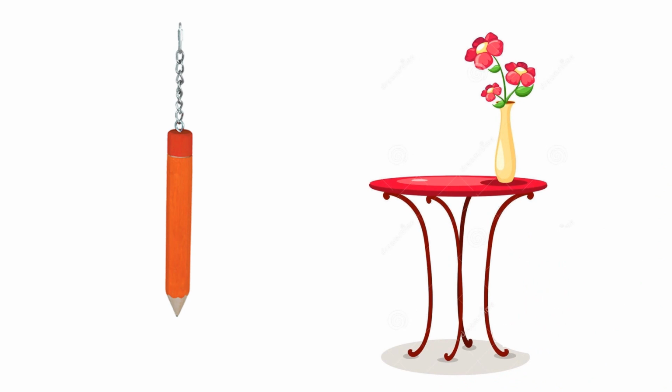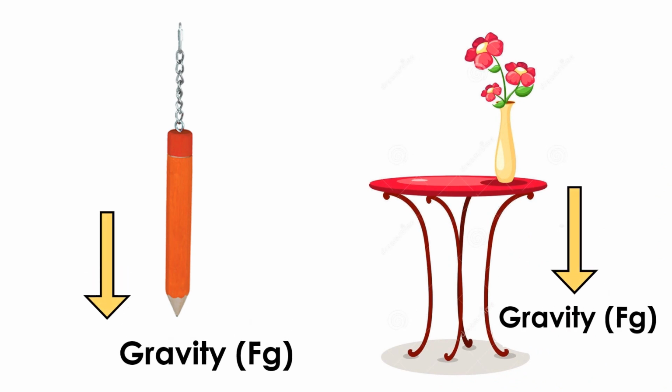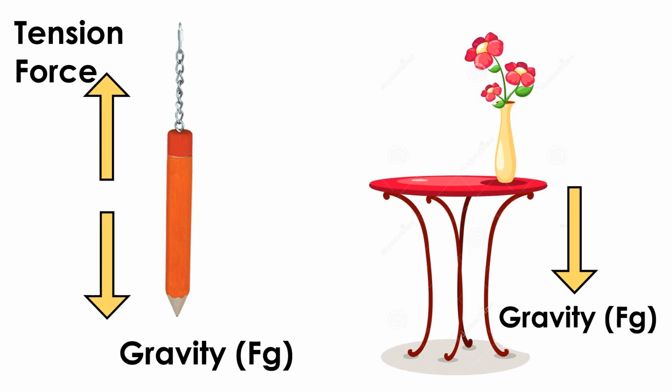You learned that all objects fall because gravity pulls on them towards the center of the earth. Examine the pictures showing the pen and the flower vase. What makes the pen and the vase stay at rest? The pen stays in place because there is another force that acts on it. This is supplied by the string, which is referred to in physics as tension force.